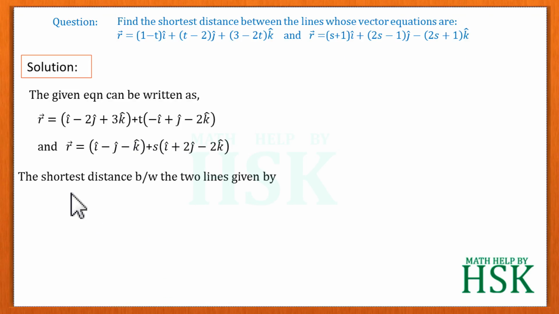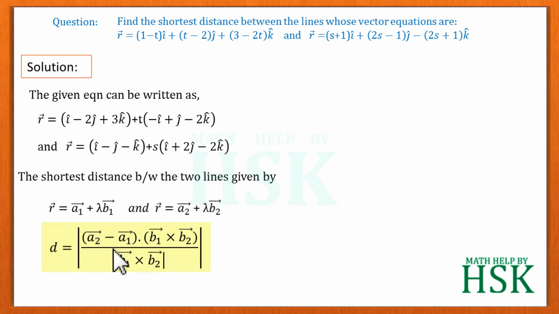Now, for the lines r equals a1 plus lambda b1 and r equals a2 plus lambda b2, which are the two lines we have taken, the shortest distance between them is given by the modulus of (a2 minus a1) dot (b1 cross b2) upon the magnitude of b1 cross b2. To solve this question, as we have done earlier, we are going to solve separately a2 minus a1, b1 cross b2, then its magnitude and then the dot product, and finally place these values in this formula to calculate the value of d.